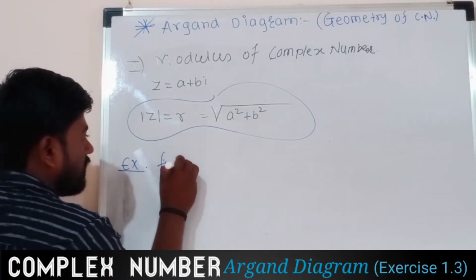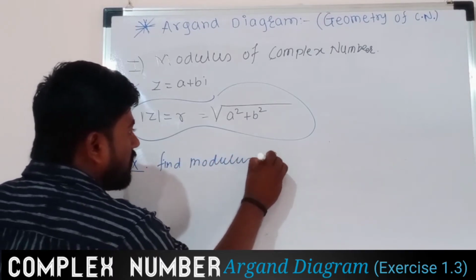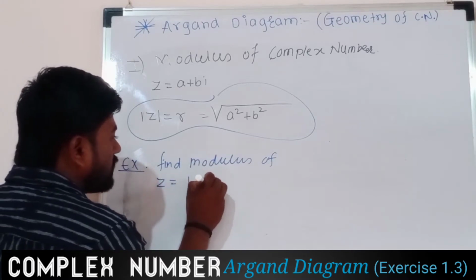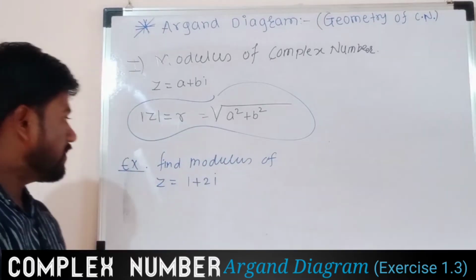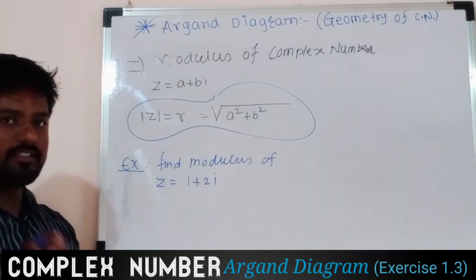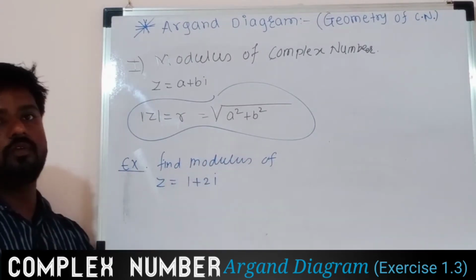Find modulus of z equals 1 plus 2i. So z equals 1 plus 2i is a complex number, and now we have to find its modulus, right students?